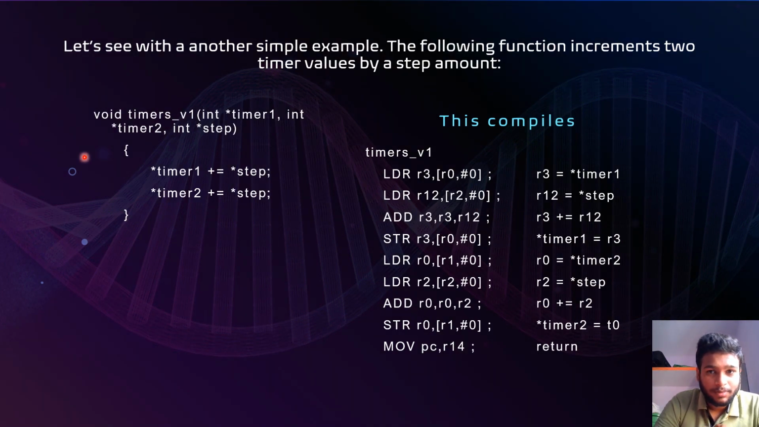This is another simple example. The following function increments two timer values by a step amount. That is, we have created a function called timers v1, passing parameters of type integer: timer 1, timer 2 and step. What this function is going to compile to is a set of instructions, that is, LDR R3 of R4 R0 assigning the value of 0. This is the intermediate value, and R12. We are going to assign R12.